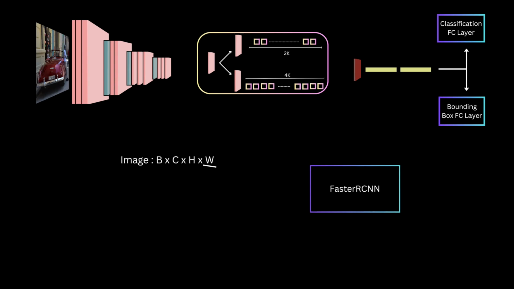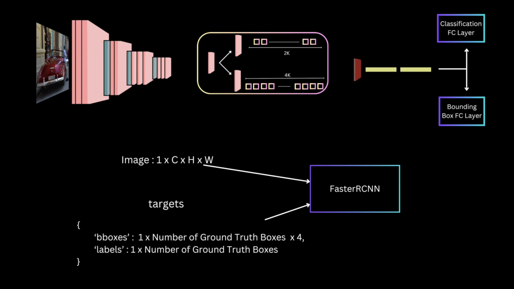Faster R-CNN module will receive 2 inputs: image, which will be a B cross C cross H cross W tensor, but we'll only work with batch sizes of 1, so it will be 1 cross C cross H cross W. The second one would be targets, which will be a dictionary containing 2 keys: bounding boxes, which is the tensor containing coordinates for the ground truth boxes for the image, and labels, which contains the class indexes for the ground truth boxes. RPN and ROI head will additionally receive the backbone feature map as well.